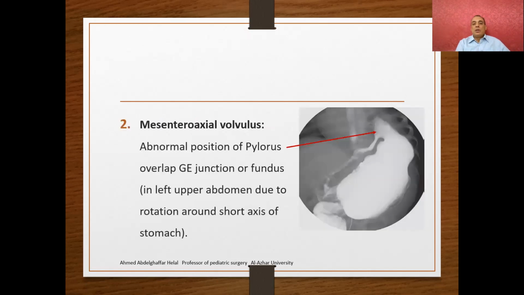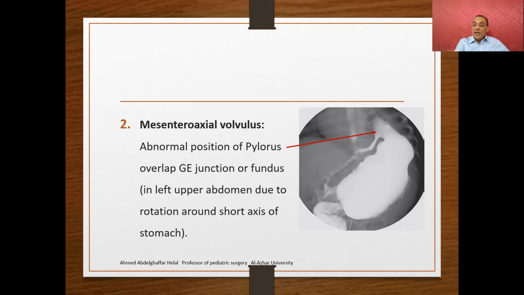On the other hand, if there is mesenterico-axial volvulus, the first manifestation will be an abnormal position of the pylorus. The pylorus will lie high, overlapping the fundus or the gastroesophageal junction in the left upper abdomen, due to rotation of the stomach around the short axis. We say that the stomach is flipped down or flipped up. So the pylorus will remain fixed and the stomach flipped over it, or the stomach flipped up, so the pylorus goes up to lie over the gastroesophageal junction or over the fundus of the stomach.